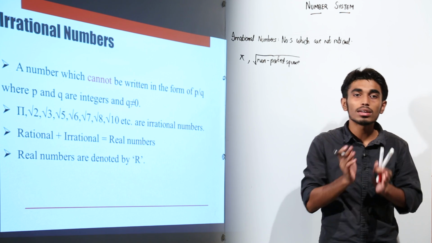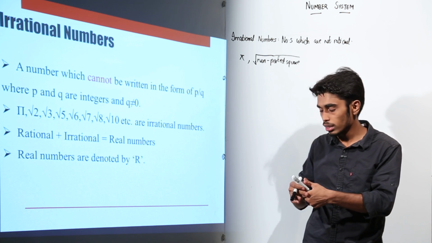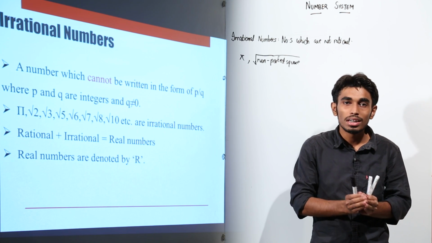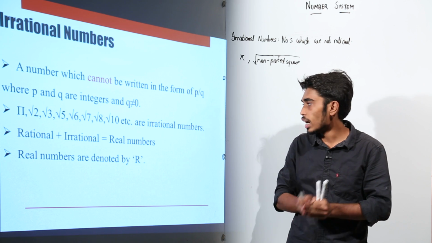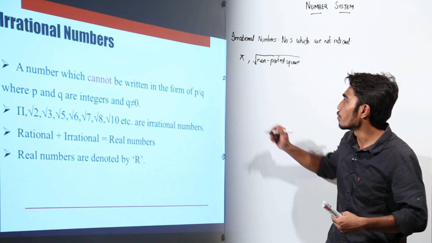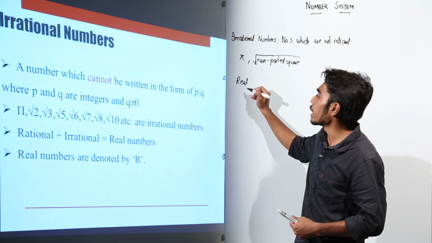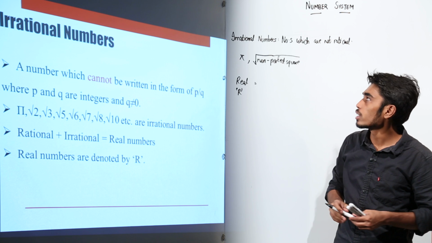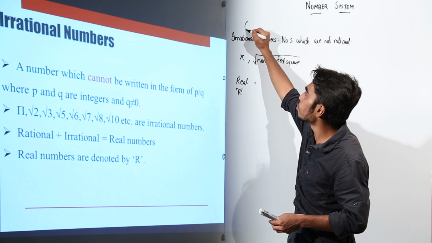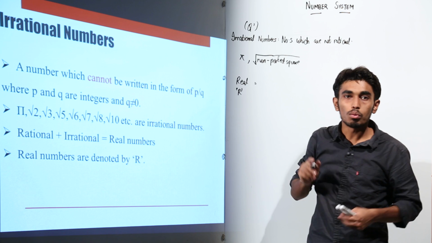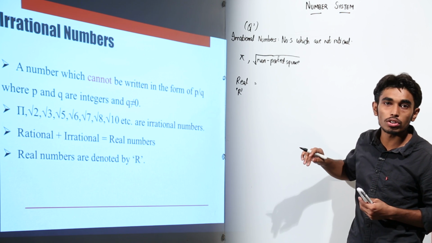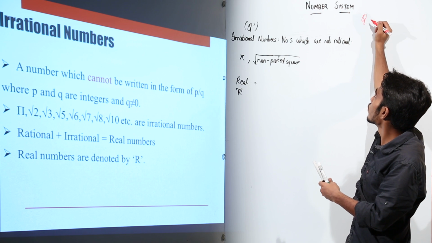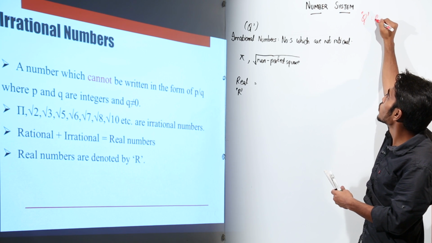Now we define another set which is the superset of all these sets. We say that when irrational numbers and rational numbers are added to each other, then the collection of numbers that we obtain is nothing but real numbers, right? So real numbers are denoted by R, and they are nothing but the addition of rational and irrational numbers. Irrational numbers are denoted by Q dash. What was the denotation of rational numbers? Rational numbers were denoted by Q.